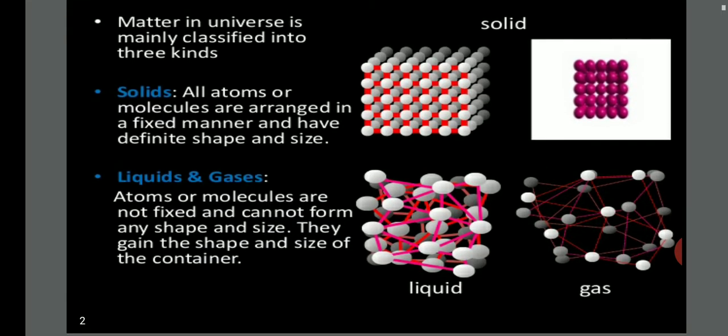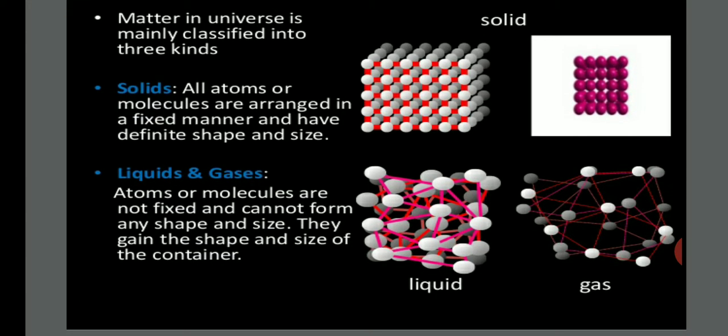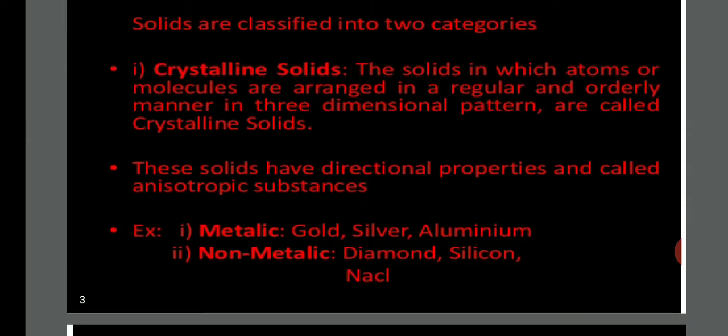Now, liquids and gases mean atoms or molecules are not fixed and cannot form any shape and size, and they gain the shape and size of the container. Basically, solids are classified into two categories. One is crystalline solids, another is amorphous solids.